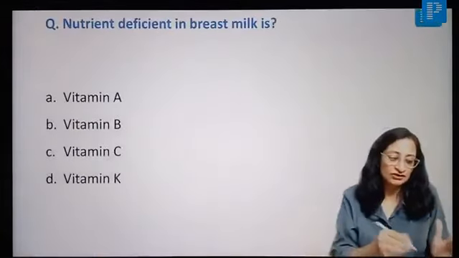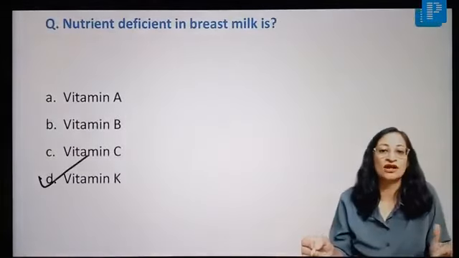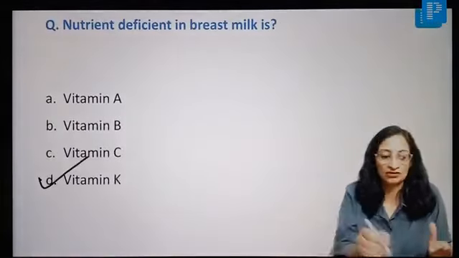So the nutrient deficient in breast milk is, not A, B, or C, our answer would be vitamin K. Okay, because we're talking about breast milk. Right. Moving ahead, features of angular cheilitis. Nowadays a lot of questions come from micronutrients also, so please brush that up once again. So features of angular cheilitis, stomatitis, and glossitis are seen in which vitamin deficiency?